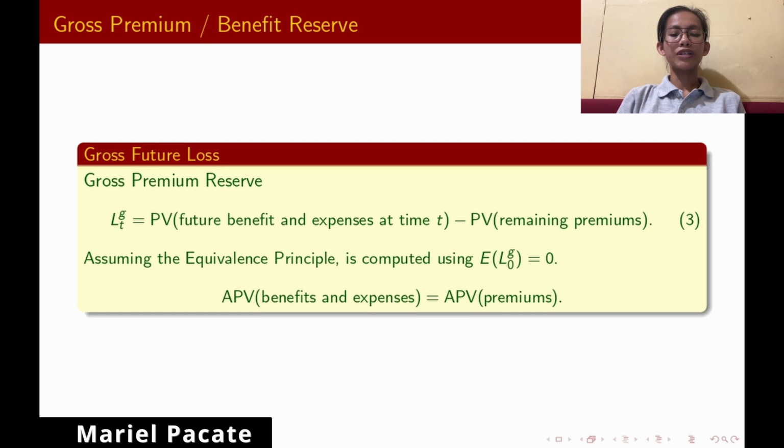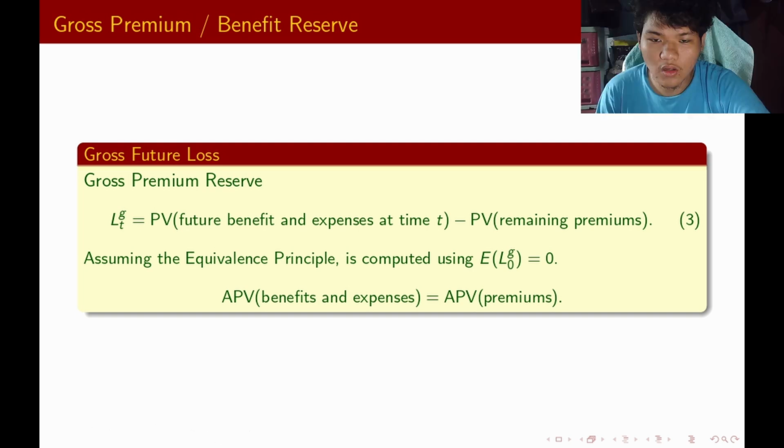Equivalence principle. The equivalence principle is not always applied when calculating the gross premium that are derived from the expected loss at issue. Either way, we represent it with G. Under the equivalence principle, we define the expected value of L sub 0 raised to G equals 0. With the formula, the present value of benefits and expenses equals the present value of premiums. So this implies that the present value of premiums collected should equal the present value of benefits and expenses.